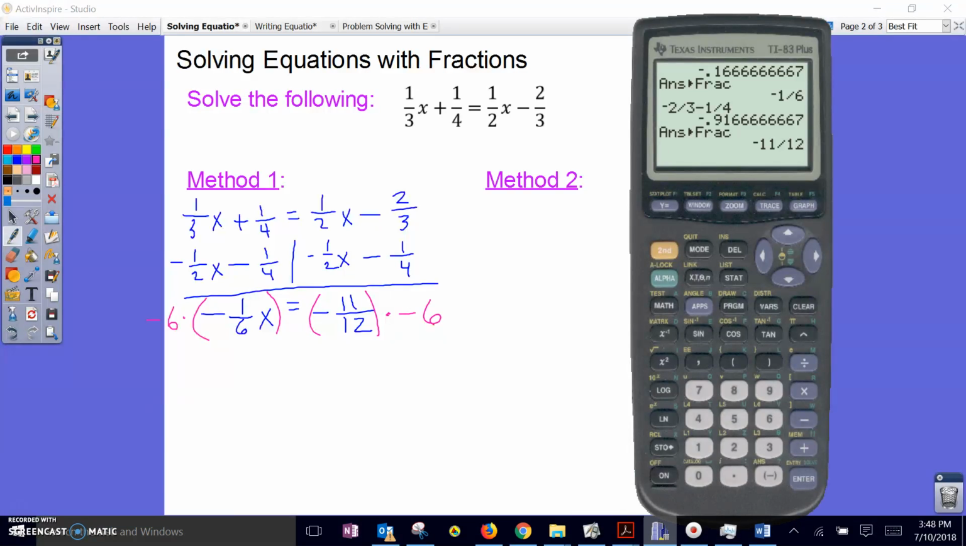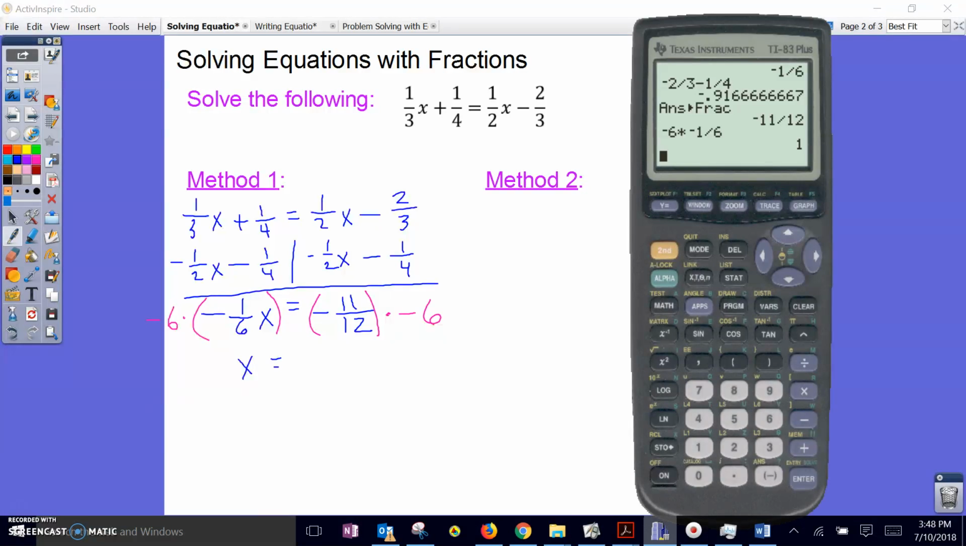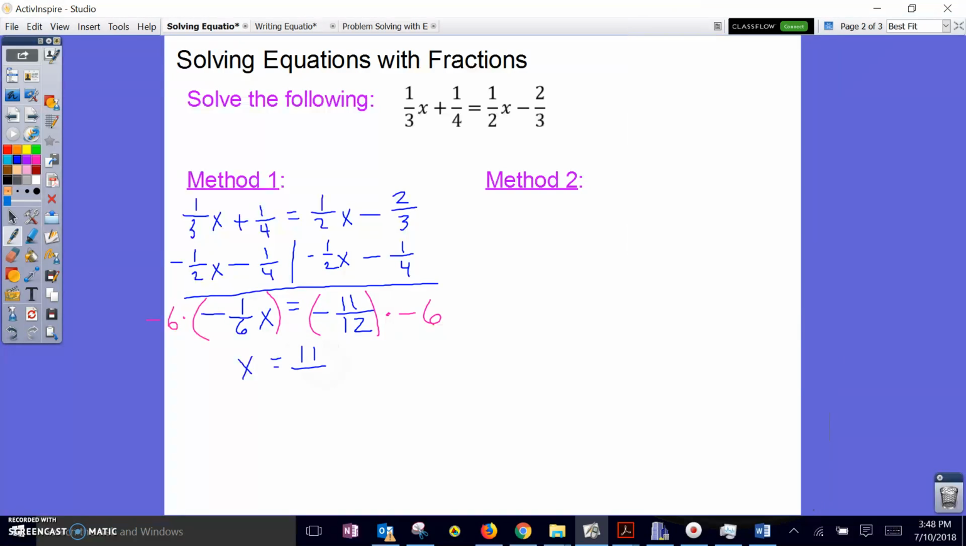If we do that, the negative 6 times the negative 1/6 turns into a positive 1x. And on the right-hand side, negative 11/12 times negative 6 gives me a positive 5.5. I'm going to convert that over to a fraction, and that gives me 11/2 as my final answer.